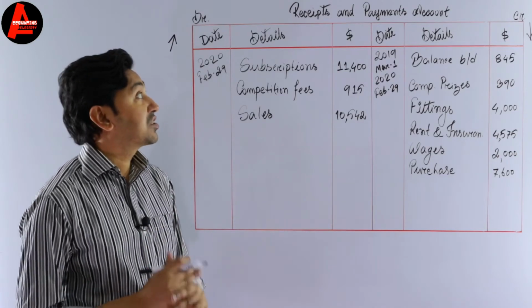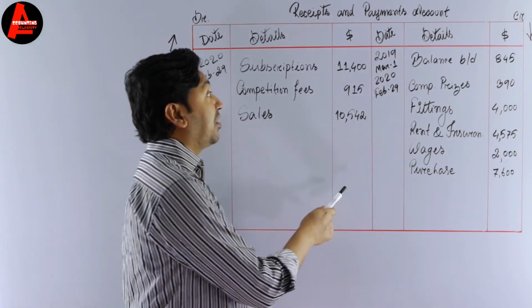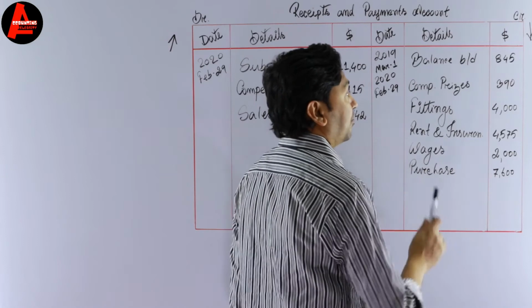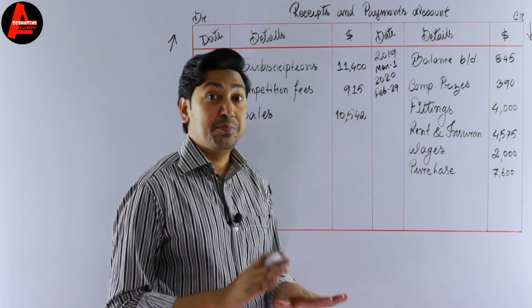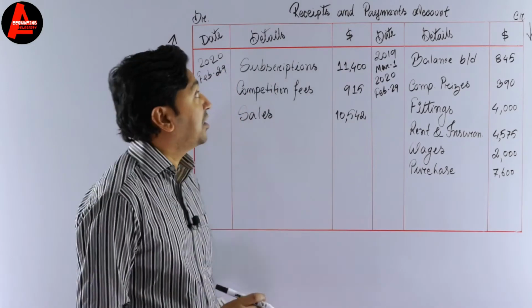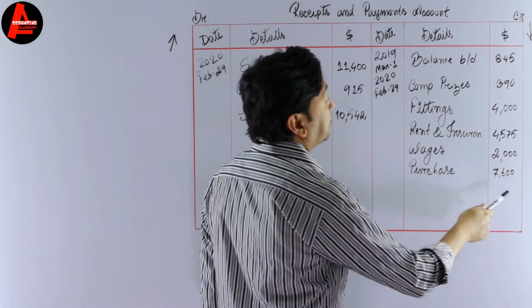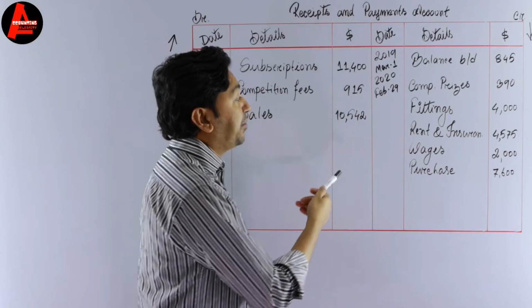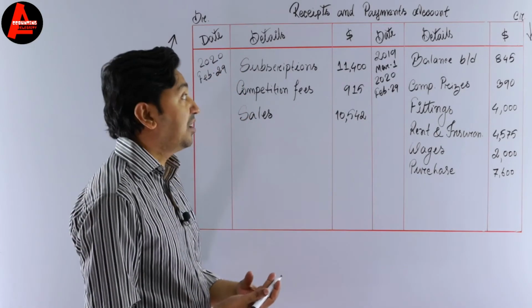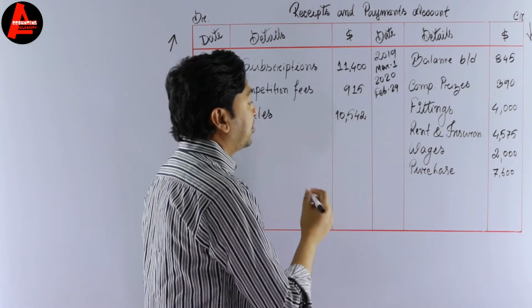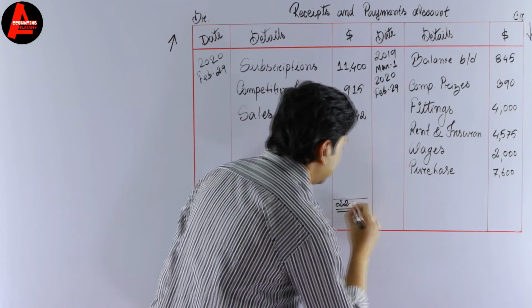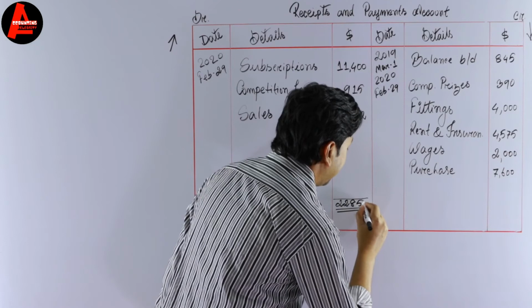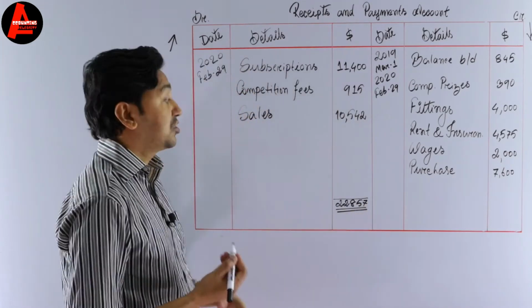Don't worry. First of all, you have to compare this debit column to the credit column. Why? Because you need to know which column is greater in money, okay, in value. So here if we compare these two columns, we see that in the debit column we have more. Okay, so if we total this debit column, first of all, what we get? 22,857.